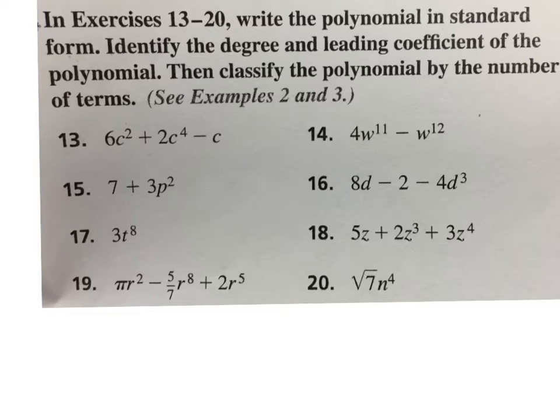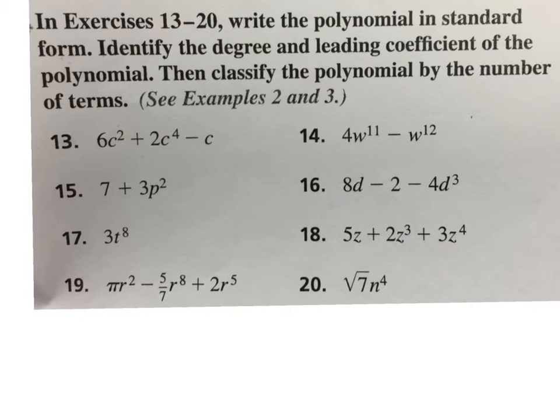So let's do 2 more. This is the exact same problems, same instructions. Okay, why don't we look at number 18? Okay, so now I look at each individual term. What's the degree of this term? 1. What's the degree of this one? 3. What's the degree of this one? 4. So the overall degree is whatever the highest degree is, which is 4. Okay, the leading coefficient is going to be 3. And this is a trinomial.